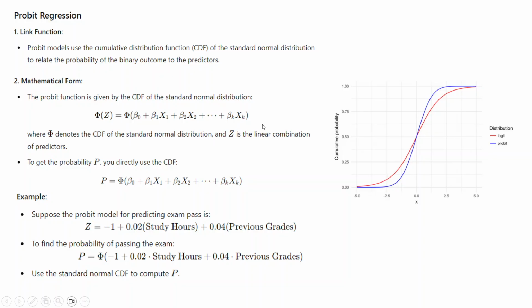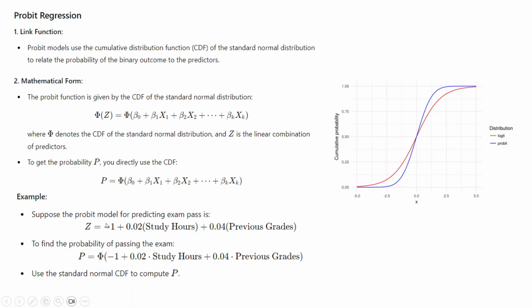of STATA. The mathematical form: the probit function is given by the CDF of the standard normal distribution, that is, phi(z) is equal to phi(beta 0 plus beta 1 x1 plus beta 2 x2 till beta k xk), where phi denotes the CDF of the standard normal distribution and z is a linear combination of the predictors. To get the probability p, we directly use the CDF, that is, p is equal to phi(beta 0 plus beta 1 x1 till beta k xk).